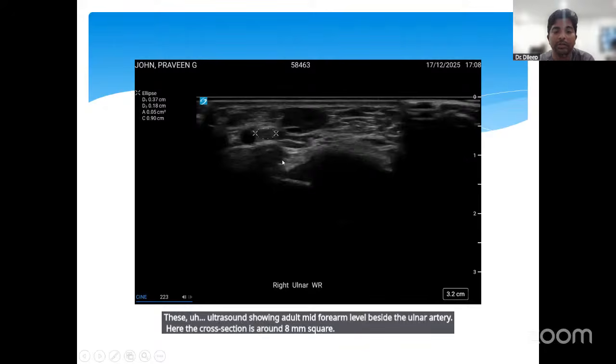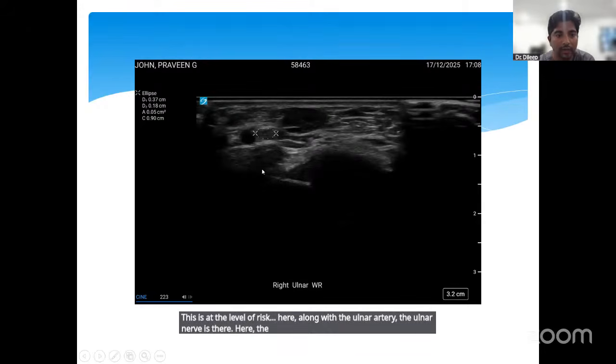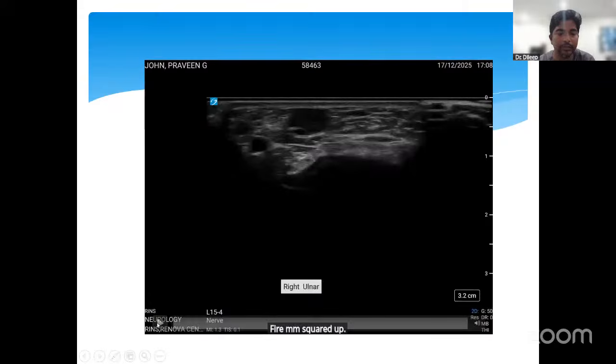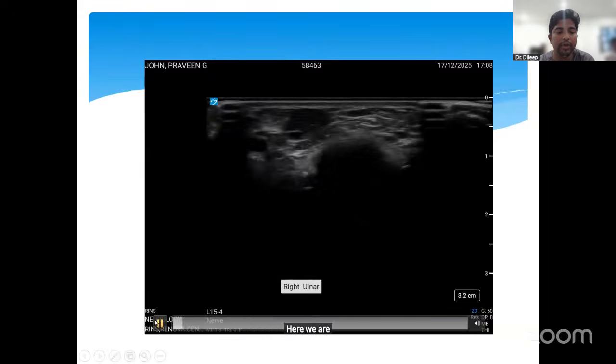This is at the level of wrist. Here, along with the ulnar artery, the ulnar nerve is there. Here the cross section is around 5 mm square. This is a video. Here we are tracing the ulnar nerve from below to above.